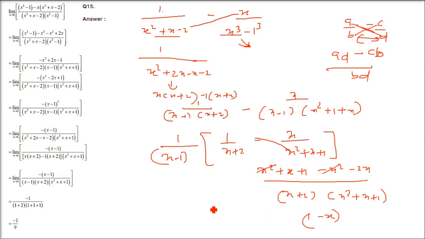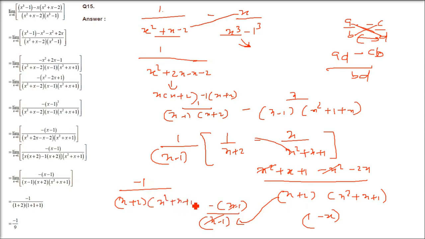So I am taking minus common from the numerator, so it will become minus x minus 1. You have x minus 1 in the denominator. This is also there, but I am cancelling it. So finally what do you get? Minus 1 by x plus 2, and you have x square plus x plus 1. Now you can put x as 1.